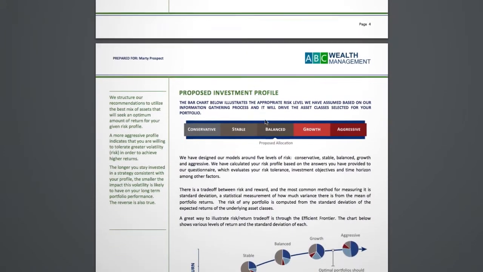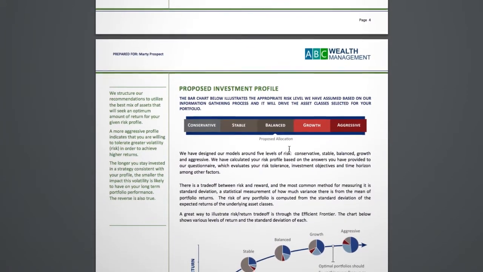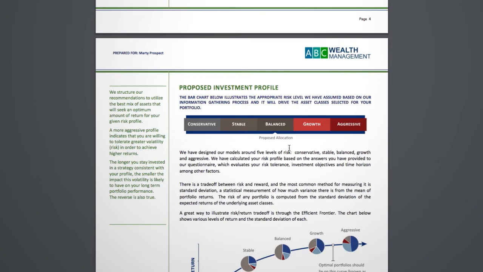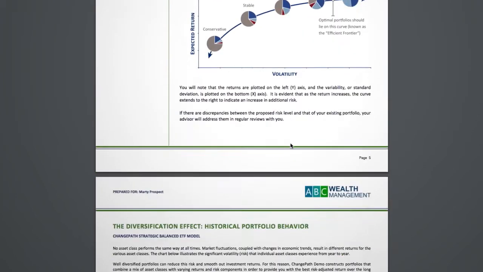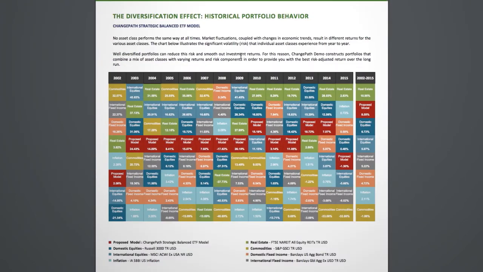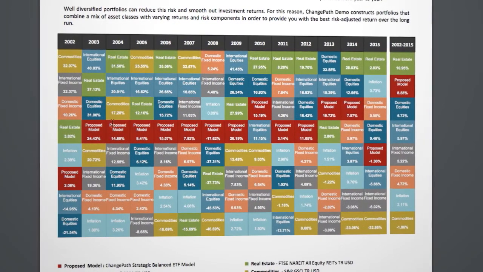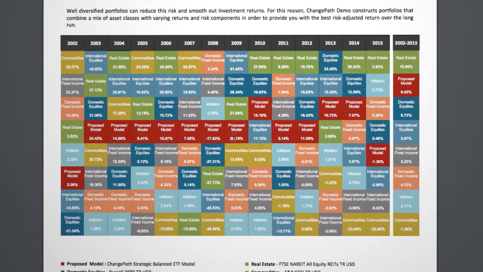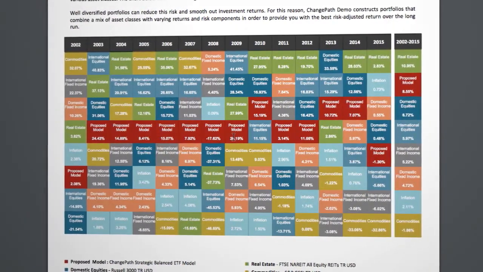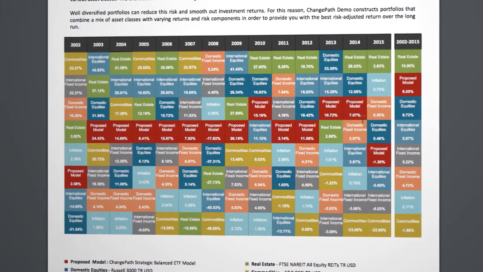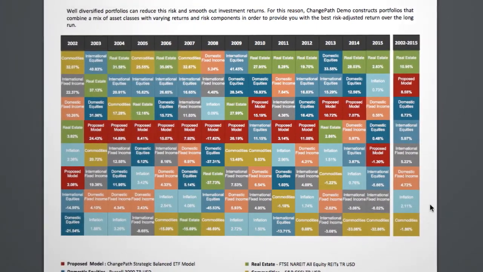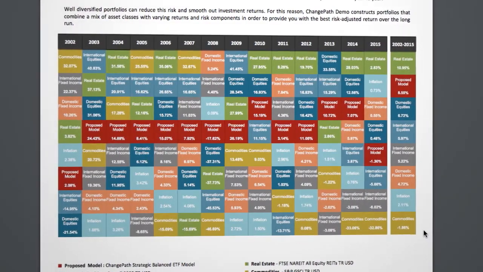We then move into the overall proposed investment profile, where we show the client where they fit on the risk scale, and we talk about the efficient frontier. A great marketing page within the proposal is the diversification effect, historical portfolio behavior. On this slide, we've overlaid the hypothetical performance of our model into different asset classes over time. You can see over time where we fit in, and then you can see on an annualized basis how that turns out from 2002 through 2015.